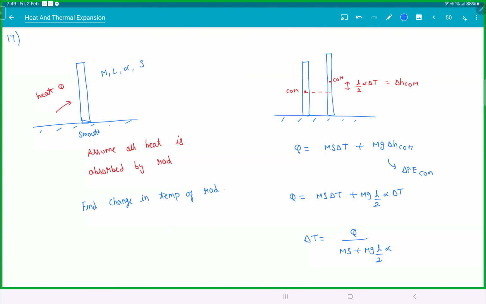Next one. Understood the concept now? What happened here? Why did all the heat not go into the rod? Because when the temperature changes, the rod will expand. If the rod expands, the center of mass will go up. That means some energy from the heat went into increasing the gravitational potential energy.